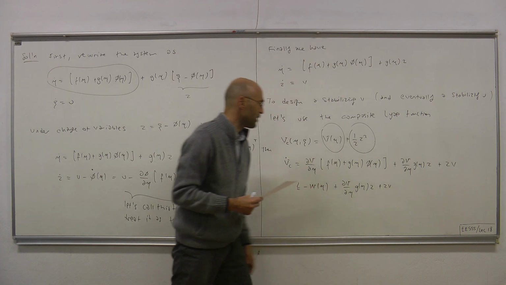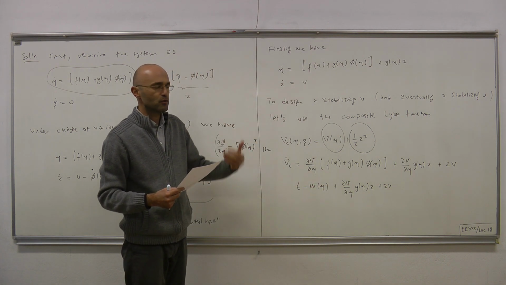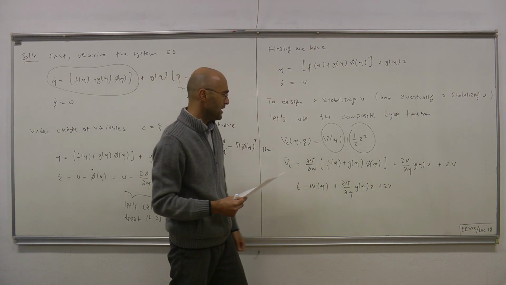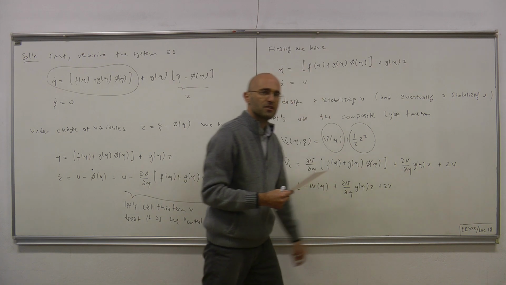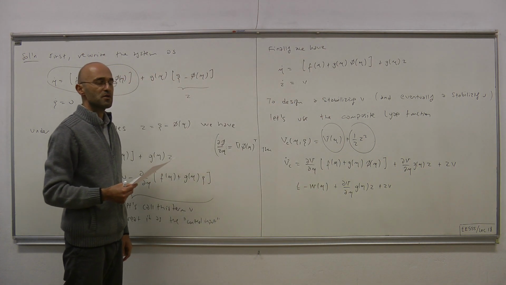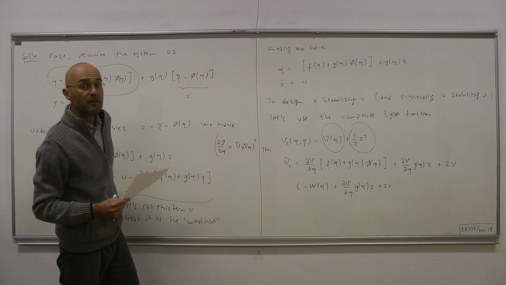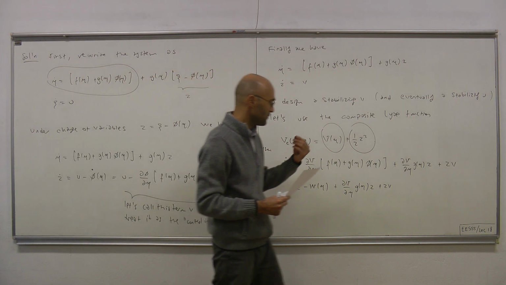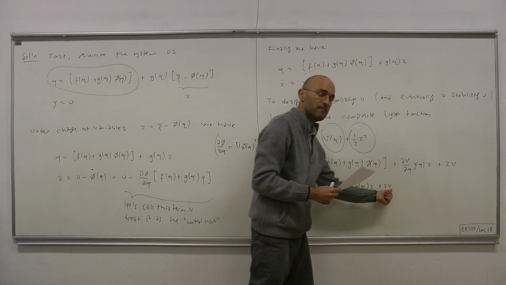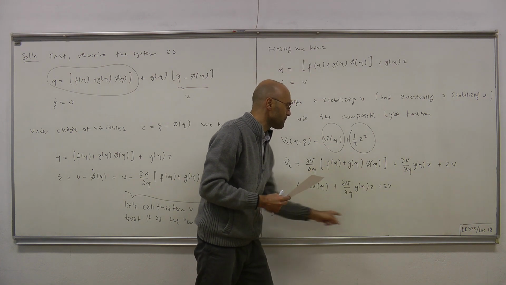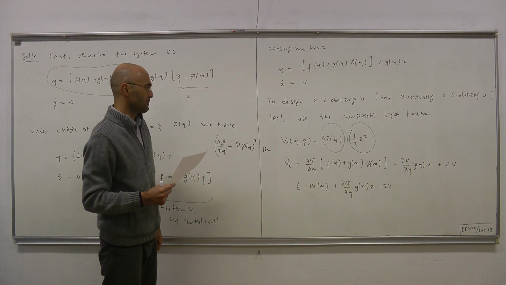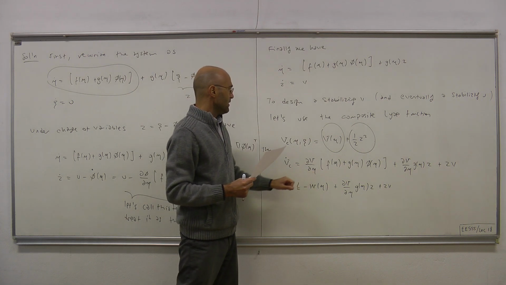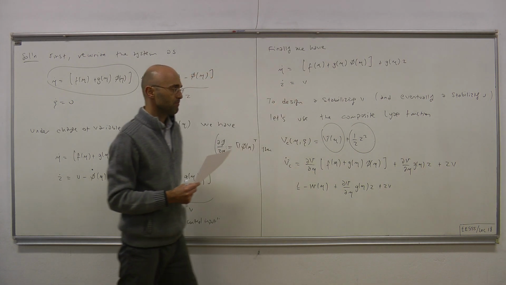Okay, it could be either positive or negative, therefore it's possibly harmful. We have to, if we can, get rid of it. And here we have V. That's a signal that's at our disposal, so we can choose V however we like. And what we want to do is choose such a V so that this whole thing becomes negative definite with respect to eta and Z.